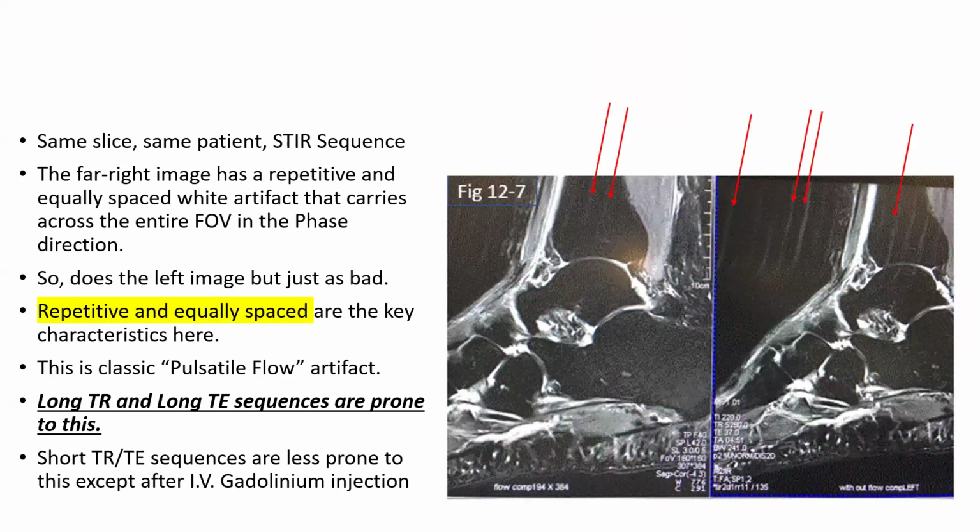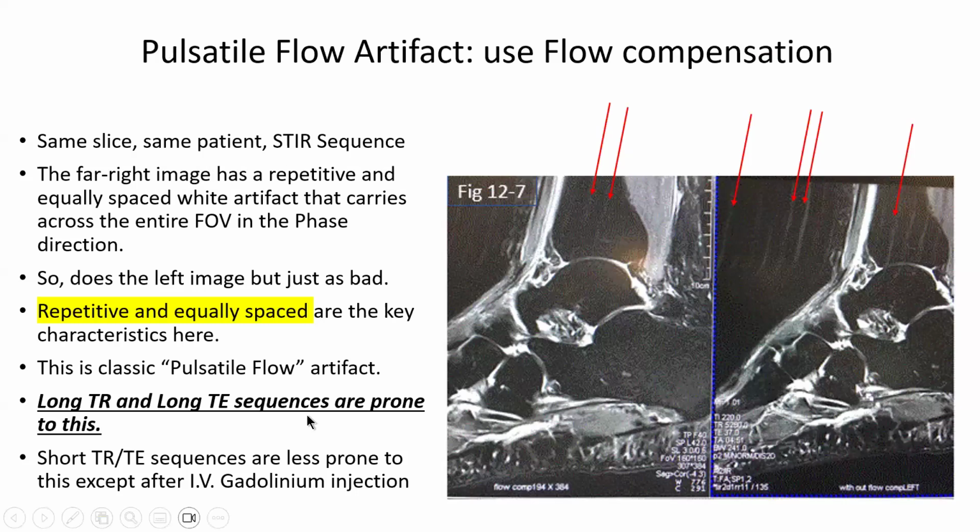Here's that pulsatile artifact that I talked about earlier. Okay, and here's where you would use flow comp. This is STIR, and you can see on the image on the right-hand side, the artifact is worse because there was no flow comp, and on the left-hand side, flow comp was turned on. So that's what flow comp does for you.